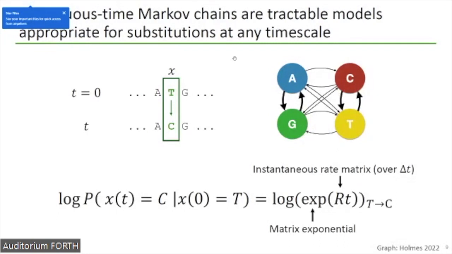So to take it way, way back to bioinformatics 101, these continuous time Markov chains are these simple, tractable, gold standard models for modeling substitutions at any timescale. And in particular, this matrix exponential is the key to translating our instantaneous rate matrix, which happens over these small infinitesimal time points, to the actual finite time transition equations in this simple model of substitution.